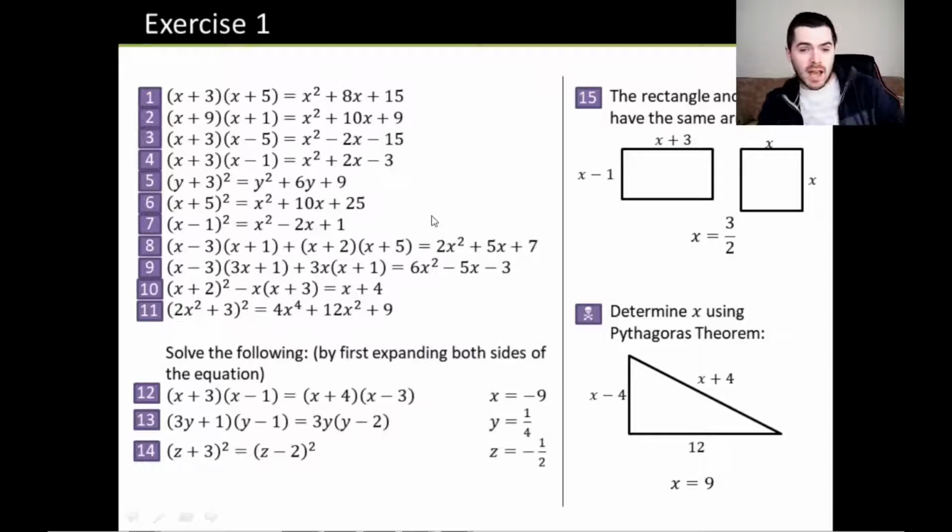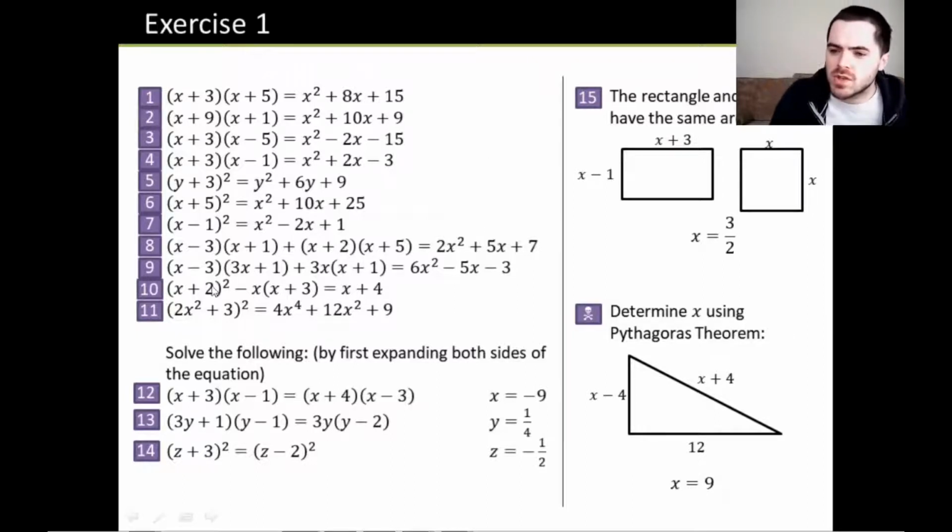Okay, massive well done, as always, if you got those right. It was questions 1 to 11 that you really wanted to be paying attention to, and don't forget your laws of indices towards the end. X squared times x squared, that's going to be x to the power of 4. X cubed times x cubed, that's going to be x to the power of 6, and so on.